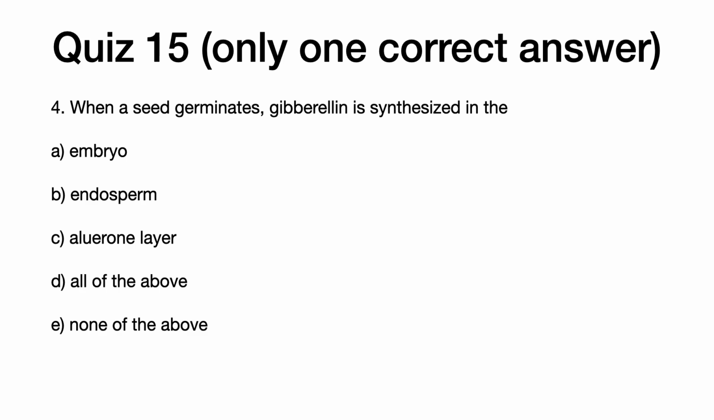4. When a seed germinates, gibberellin is synthesized in the: A. Embryo, B. Endosperm, C. Aleurone layer, D. All of the above, E. None of the above.